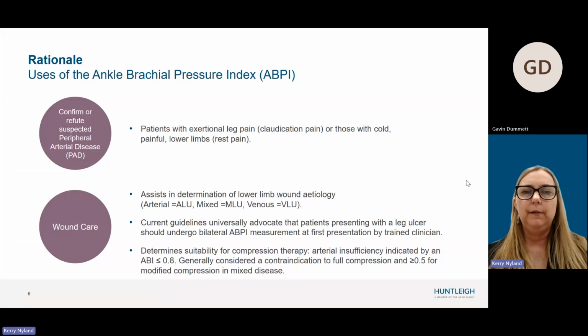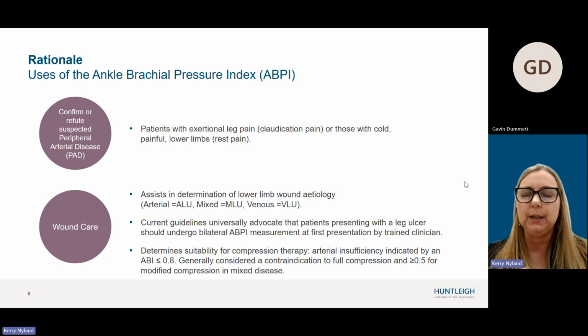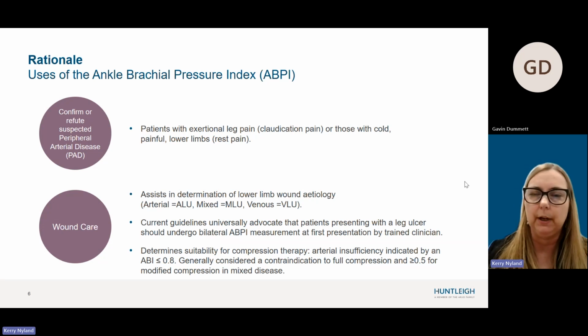So what's the rationale for ABPI? Firstly, to confirm or refute PAD, and by PAD we mean the narrowing or blocking of the arteries, in this case the lower limb, and it's usually caused through atherosclerosis, where you get fatty deposits and plaques building up on the wall of the artery.